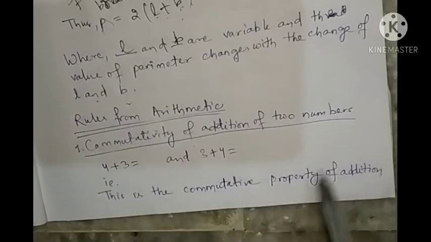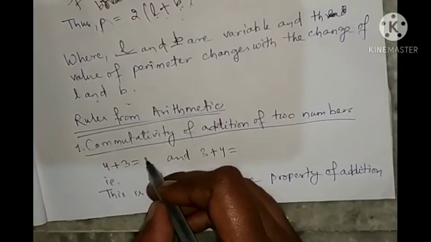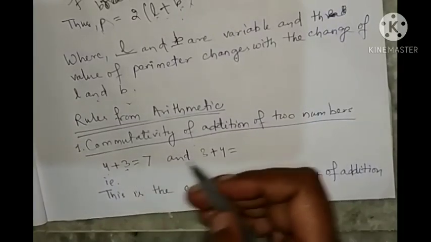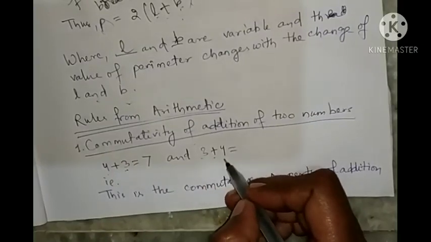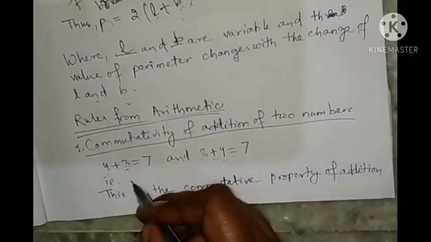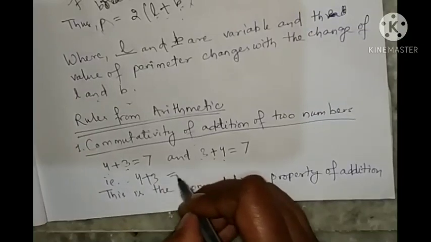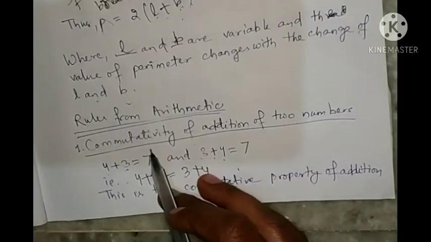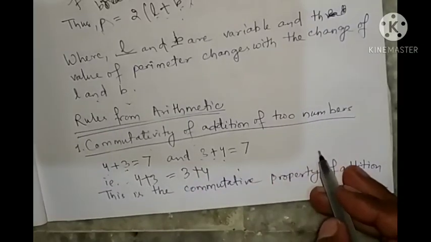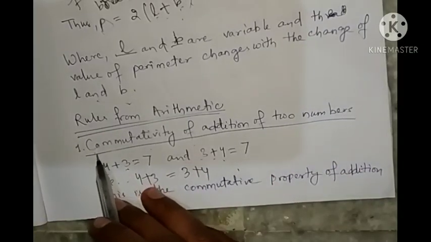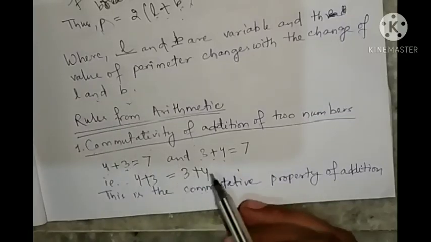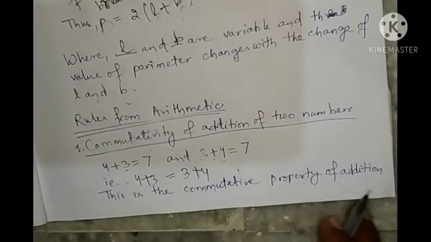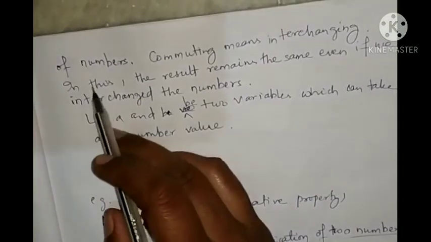If we are adding two numbers and we change the order of the numbers, the value remains the same. Look here, 4 plus 3 is 7. We have taken first 4, second 3. If we take first 3 and second 4, then 3 plus 4 is the same. That is, 4 plus 3 is equal to 3 plus 4. This is the commutative property of addition of two numbers, or commutativity.